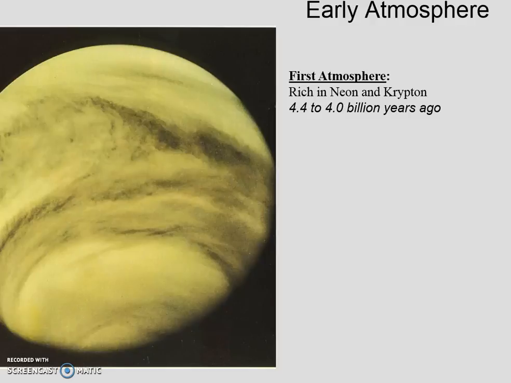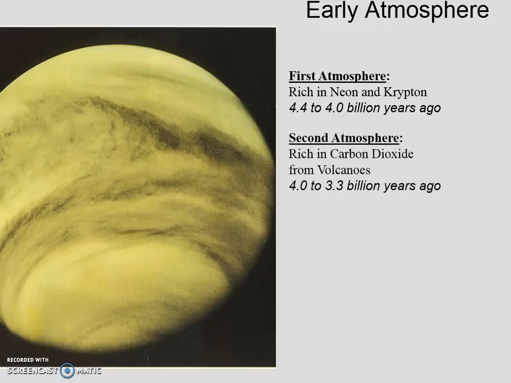Now we know that the early atmosphere was not very hospitable. The first atmosphere started to take formation about 4.4 to 4 billion years ago, and it was rich with nitrogen and krypton. It would be something very similar to what we'd see on Venus, so not very hospitable.